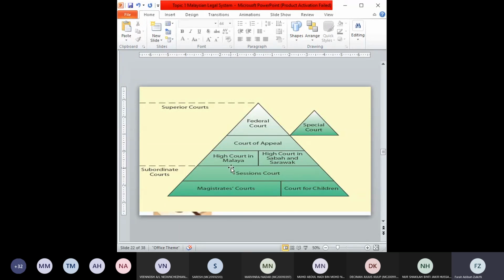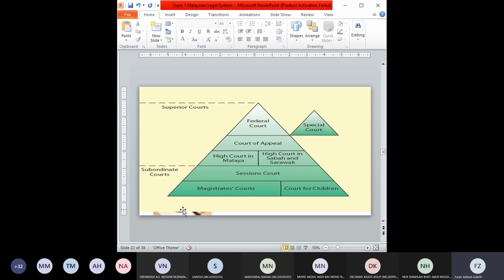Other than the High Court in Malaya and the High Court in Sabah and Sarawak, we also have the Court of Appeal, Mahkamah Rayuan. The Court of Appeal is an appellate court. It doesn't have any original jurisdiction. It doesn't hear cases for the first time. It only hears appeal cases.